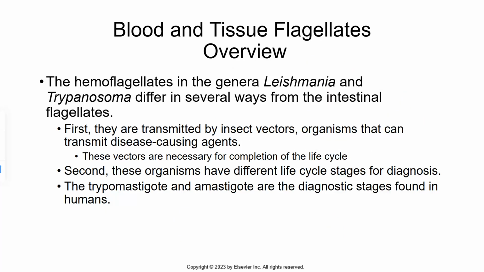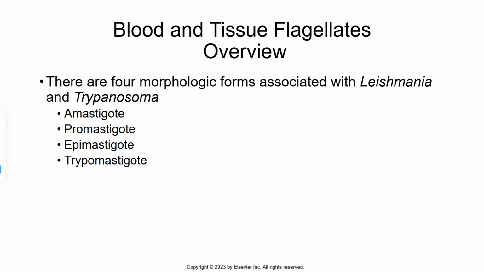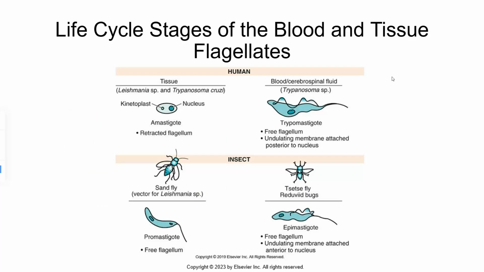Blood and tissue flagellates. The hemoflagellates in the genera Leishmania and Trypanosoma differ in several ways from the intestinal flagellates. First, they're transmitted by insects. Second, they can have different life cycle stages. The trypomastigote and amastigote are the diagnostic stages found in humans. So there's amastigote, promastigote, epimastigote, and trypomastigote. In the human, we can find the amastigote and trypomastigote. In the insect, we can find the promastigote and epimastigote.